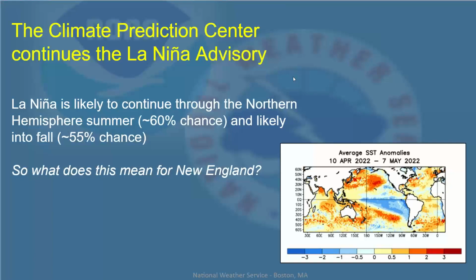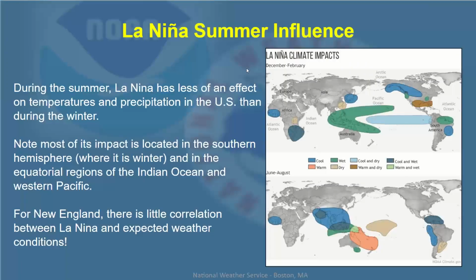Okay, so what does this mean for us? Well, during the summer, as I mentioned, it has less of an effect on our temperatures and precipitation over the United States than during most of the winter. So note when we get into the summer, which is down here at the bottom, you can't see much of an influence at all. All the influences here are closer to the tropics, the equatorial regions, the Indian Ocean, the Western Pacific. And this is where most of the convection is occurring, as opposed to the far northern or far southern latitudes.